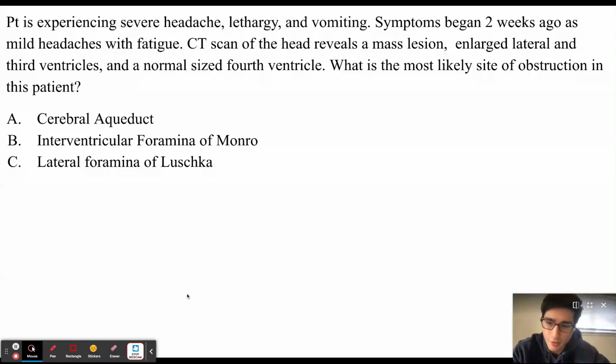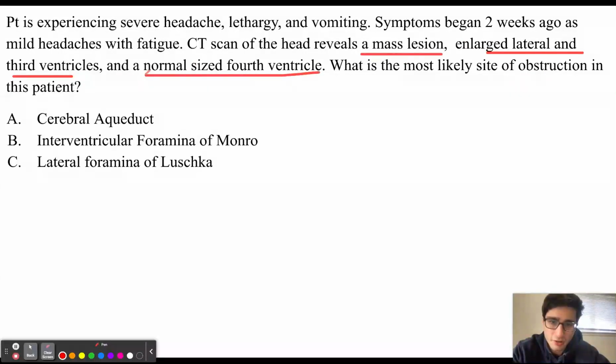So, guys, today we have a question that wants us to know the order of CSF flow. Let's get started. Patient is experiencing severe headache, lethargy, and vomiting. Symptoms began 2 weeks ago as mild headaches with fatigue. CT scan of the head reveals a mass lesion, enlarged lateral and third ventricles, and a normal-sized fourth ventricle. What is the most likely site of obstruction in this patient?